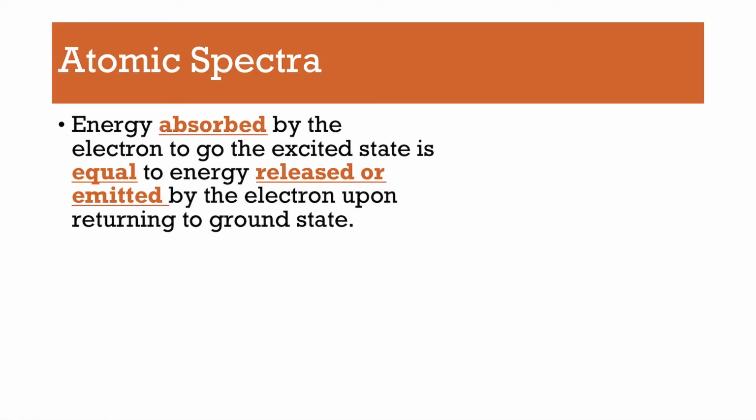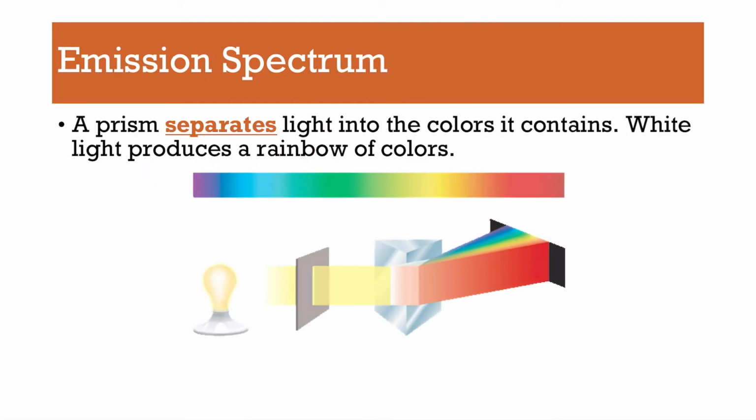So, if we're talking about the atomic spectra, the energy that's absorbed has to equal the energy that gets released. So what comes in must go out. This energy, you can't lose or create this energy. It has to go somewhere. So whatever comes in has to come out. And so you can kind of measure this.